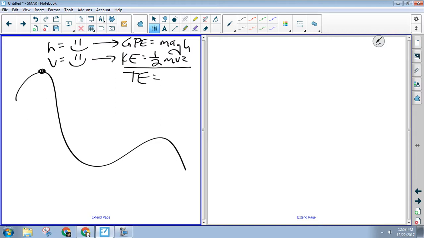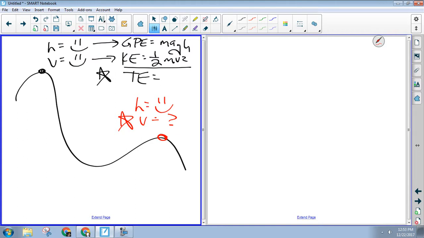Cool? And then the way the problems will be set up is it'll say, all right, that's that. Now, at some later point, we know the height. I said, we know the height, find the velocity, or vice versa. Okay? And so all you're going to do is you're going to write an expression for the total energy at this point, you're going to write an expression for the total energy at this point, and you're going to set them equal to each other.